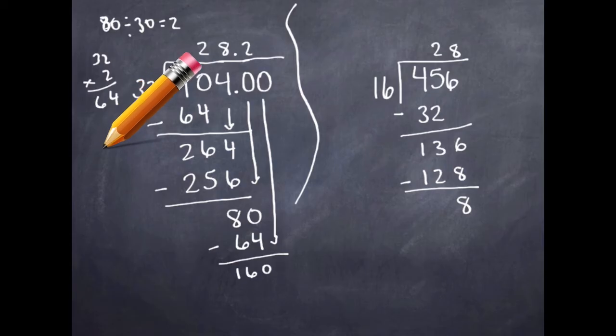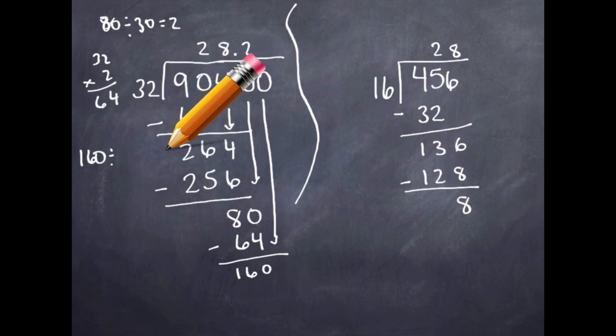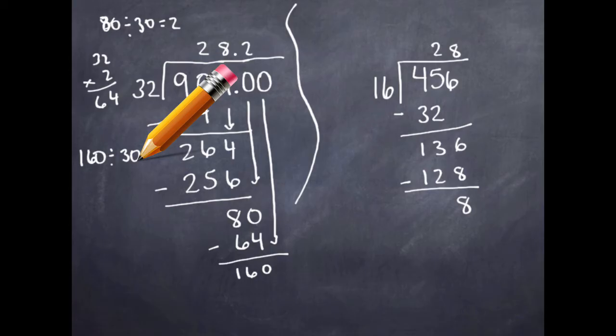So if we think of this again as 160, I'm going to round 32 to 30. Let's count by 30s. 30, 60, 90, 120, 150. So that's going to be too high, or 190 I should say. I think it's going to be about 5 times. So we're going to say it's going to go in there 5 times at least, right?